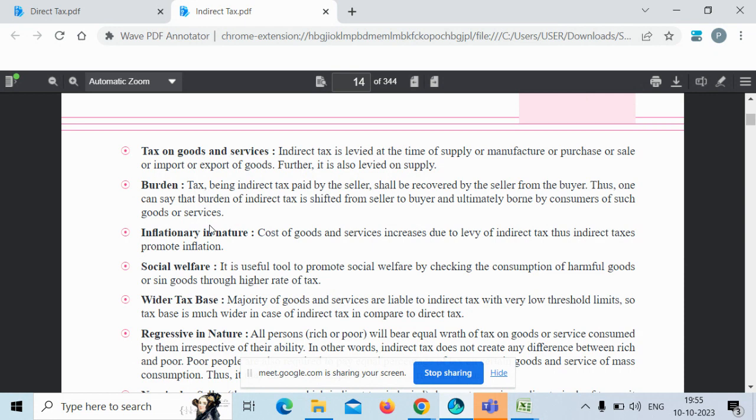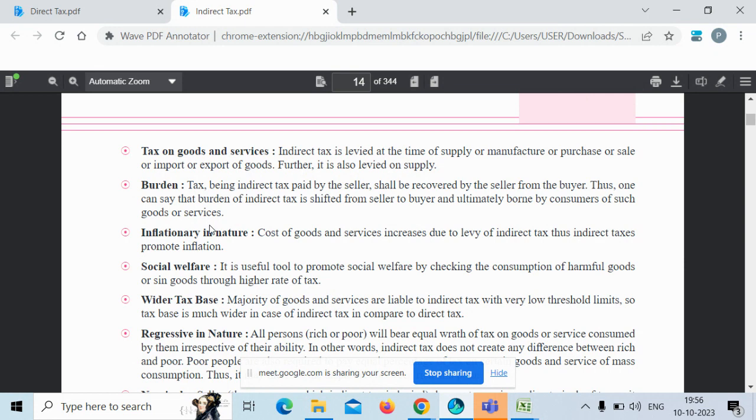All the points we have discussed. Supply: I am supplying goods from Bangalore to Gujarat. Indirect tax is levied at the time of supply or manufacture. I'm manufacturing, manufacturing means man-made. I'm manufacturing water bottles. At the time of purchase, I'm purchasing from Mr. A, selling to Mr. B. I'm purchasing, or selling, or importing, or exporting. Further, it is also levied on supply.